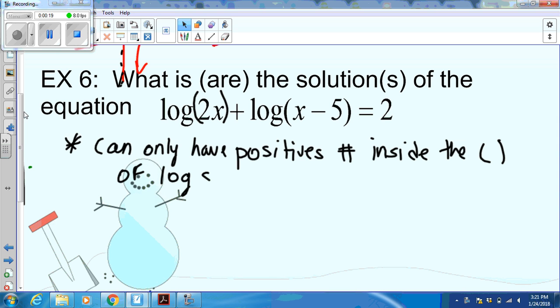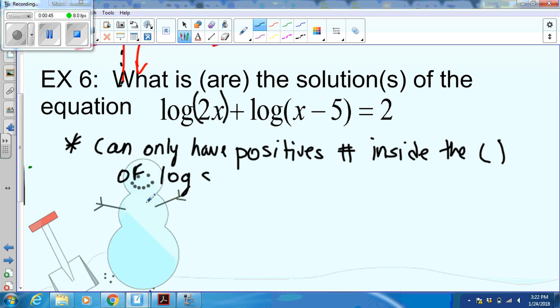Now remember, whenever we solve logs, we can only have two options. We can have logs on either side of the equation with the same base, or we'll have one log set equal to a number. Here we have two logs set equal to a number, so we'll use some math manipulation to get down to one log. Notice we have a plus. If we want to condense this, we're going to use our log properties.